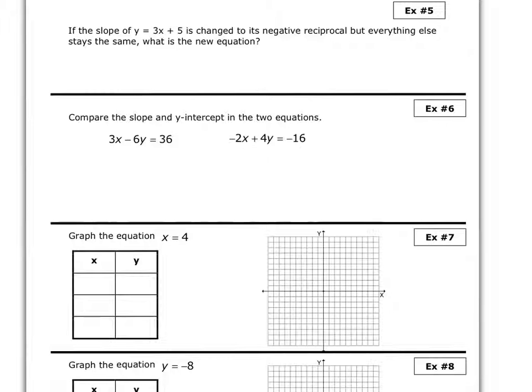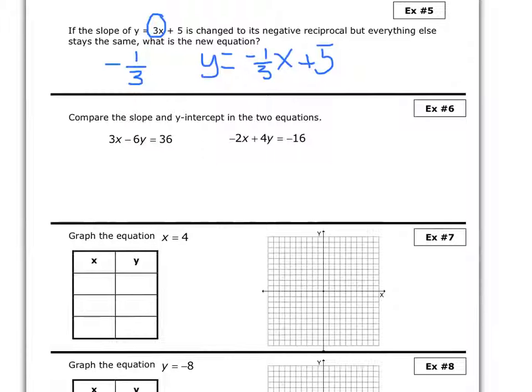Okay, now we have a few problem solving questions, just continuing to work with slope and y-intercept. If the slope of y equals 3x plus 5 is changed to its negative reciprocal, but everything else stays the same, what's the new equation? Well, I'm going to change my slope, the number 3, to its negative reciprocal. So 3 is positive, my new number will be negative, and the reciprocal of 3 over 1 is 1/3. So my new equation will be y equals -1/3 x, and everything else stays the same, so it would say plus 5.